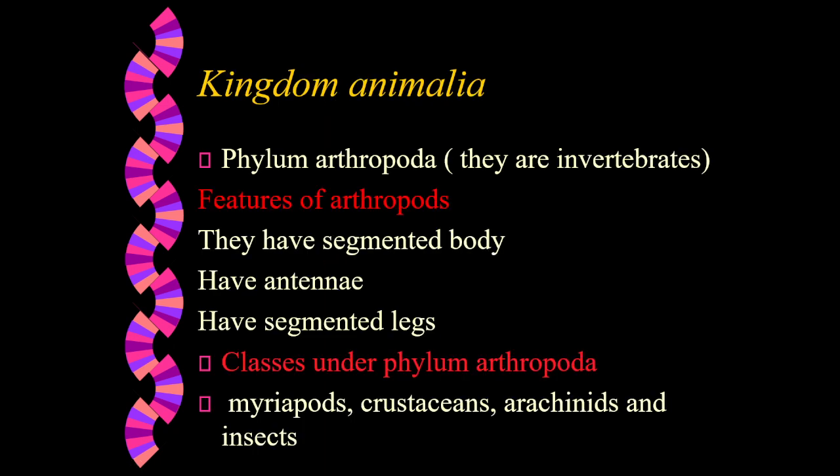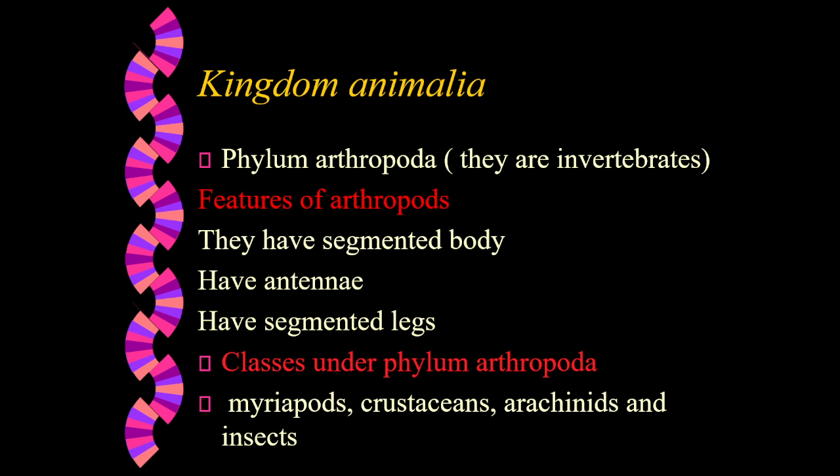Then we move on to the second part of Kingdom Animalia, which is the phylum Arthropods, also known as invertebrates. Arthropods have segmented bodies. Some of them have antennae, and some of them have segmented legs. Classes under phylum Arthropods include myriapods, crustaceans, arachnids, and insects. So you know how it works, right? We have kingdom followed by phylum, then followed by class. So now these classes are under the phylum.